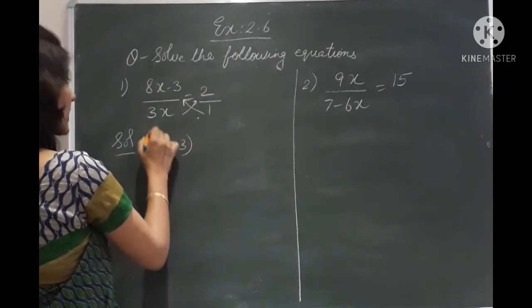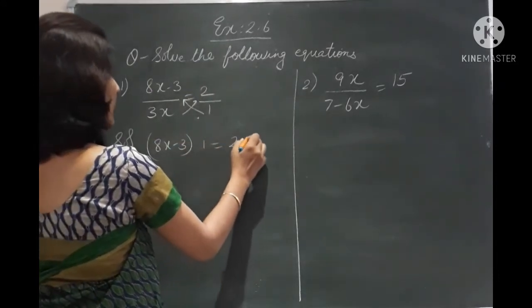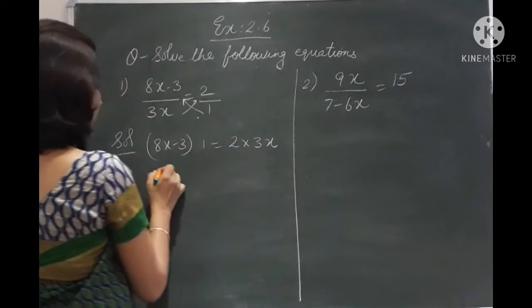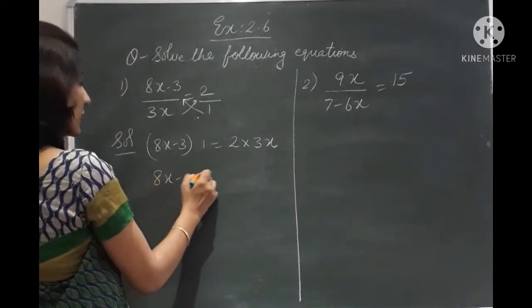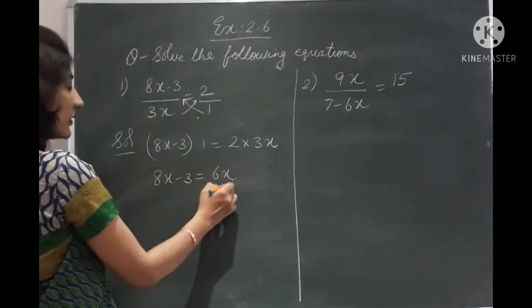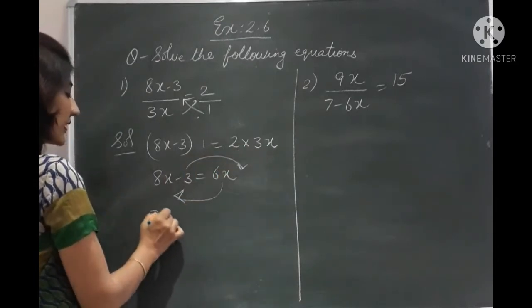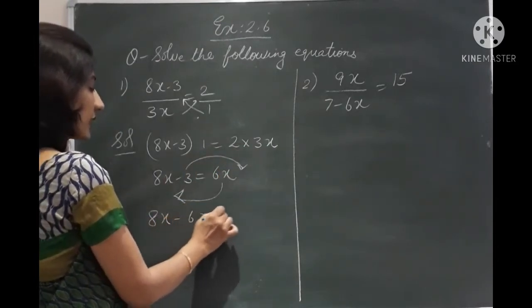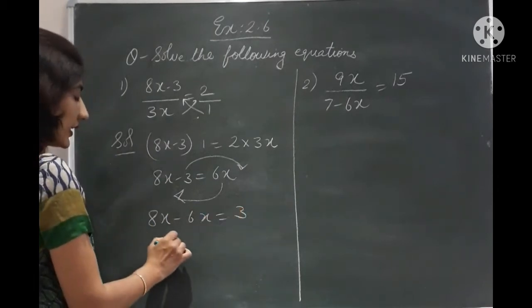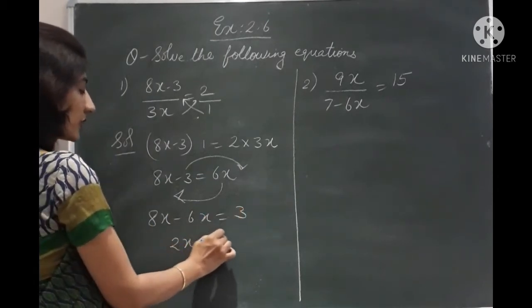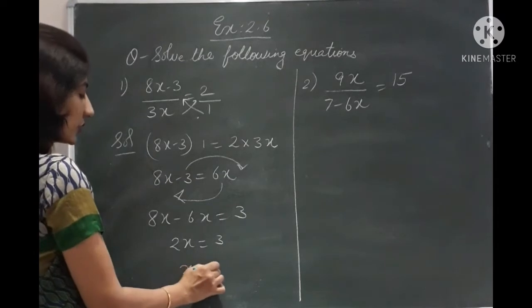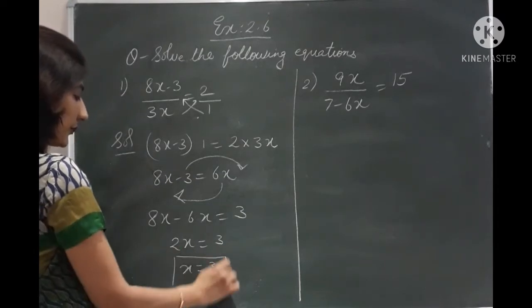8x minus 3 into 1 is equal to 2 multiplied by 3x. That is 8x minus 3 equals 6x. Now I will transpose this 6x to the left-hand side and minus 3 to the right-hand side. It will be 8x minus 6x equals 3. 8x minus 6x is 2x equal to 3. So x is equal to 3 upon 2.